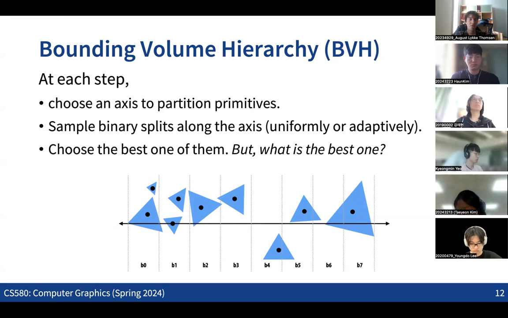Then here the question is that we are choosing the best plane that will somehow make the search more efficient. So the question is how can you determine which split is the best split? That was the question.